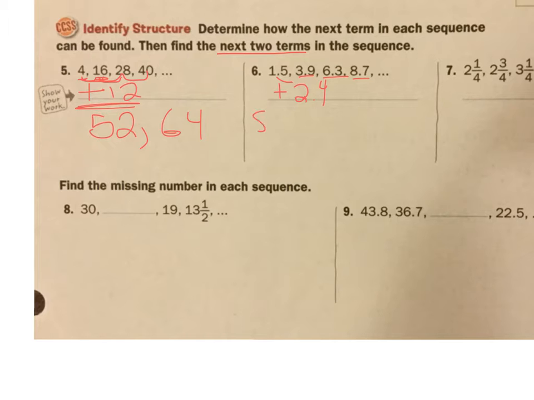Now I'm going to do 8.7 plus 2.4. Line up my decimals. 7 plus 4 is 11. Decimal point. 8 plus 2 is 10 plus another one is 11. So the next one is 11.1. And then if I want one more term, it's going to be 11.1 plus 2.4, which is 13.5. Okay.